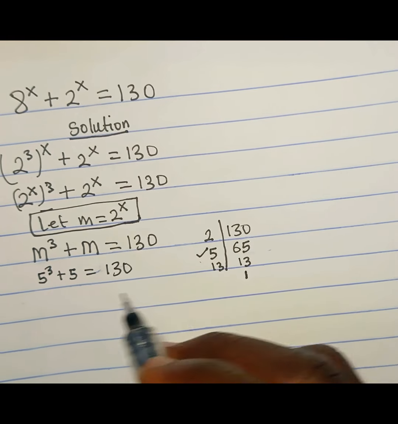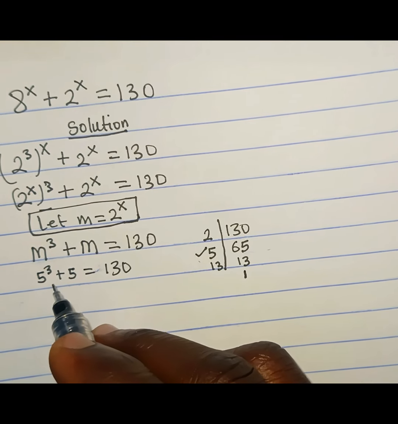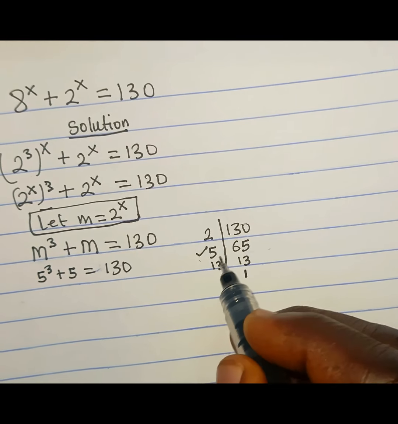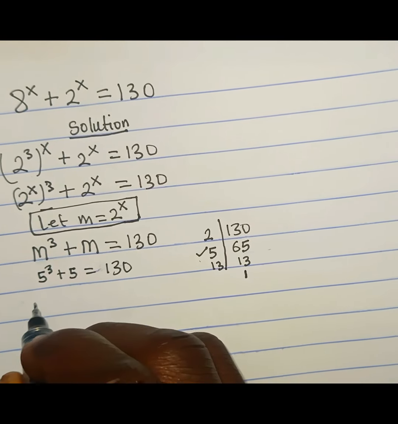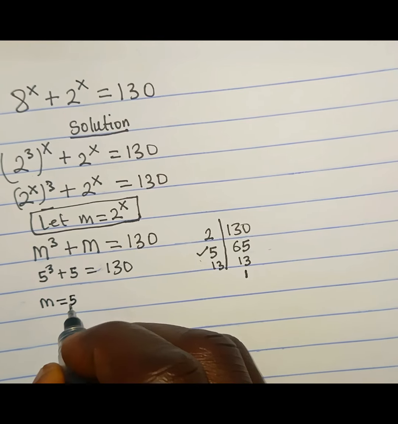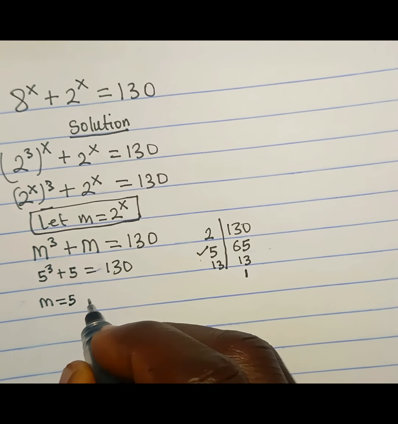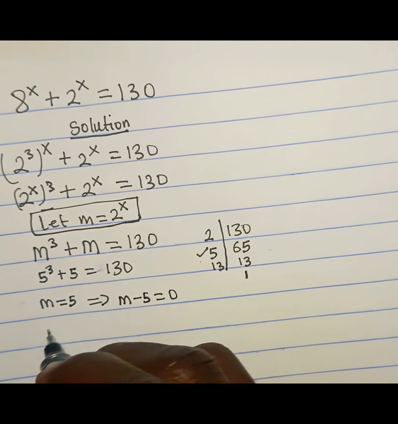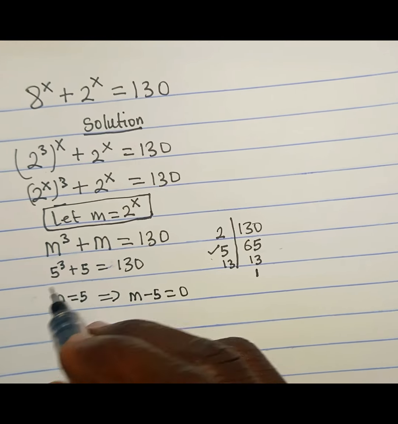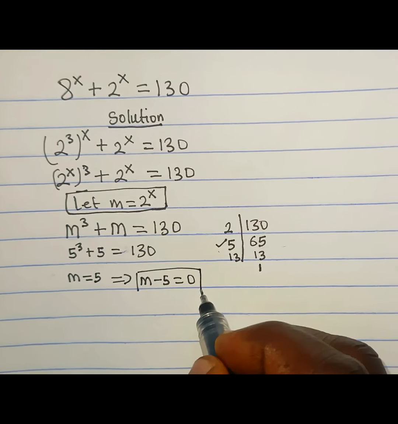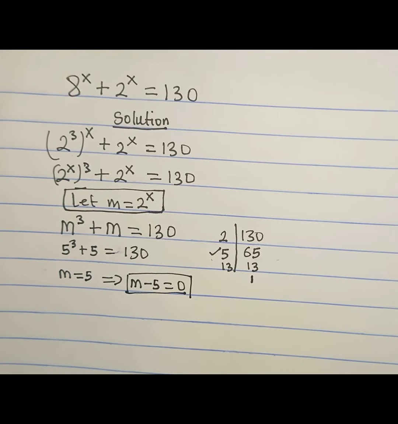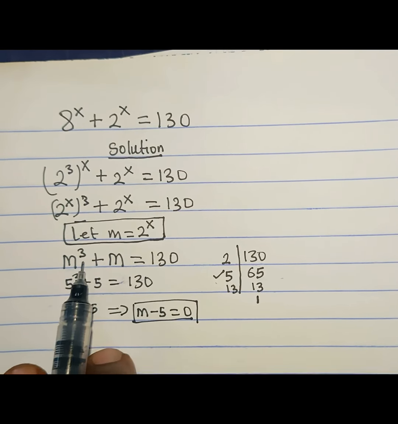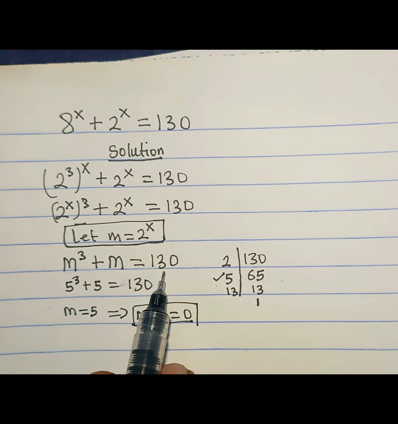If you try 13, 13^3 will give us a large value that is even more than 130. So the only solution that satisfies this equation is m equal to 5. And m equal to 5 is the same as m minus 5 equal to 0, when we take 5 back to the left hand side. So we are going to consider this. At the same time, we consider our main equation, which is m^3 plus m equal to 130.